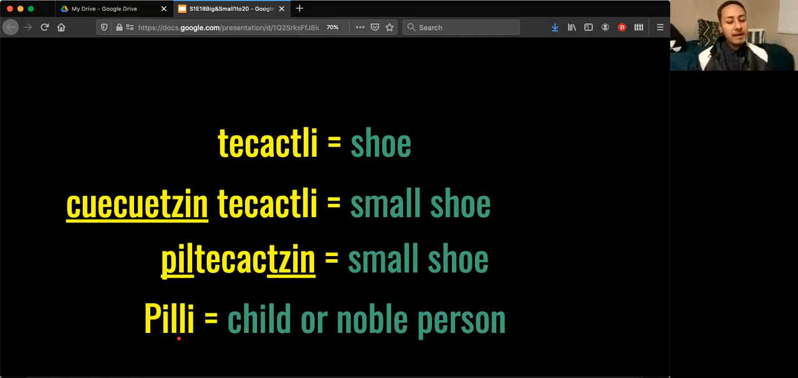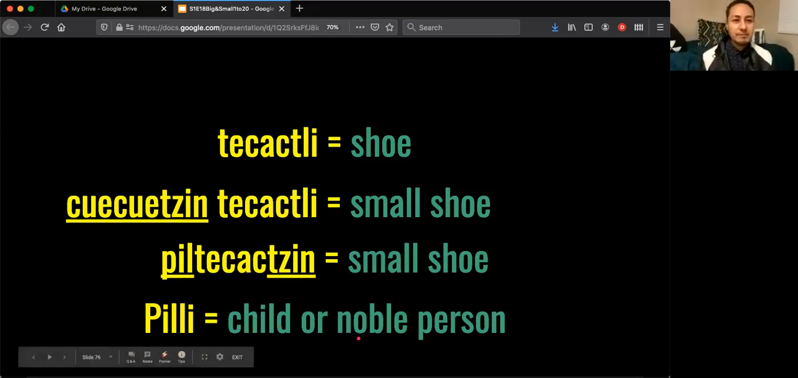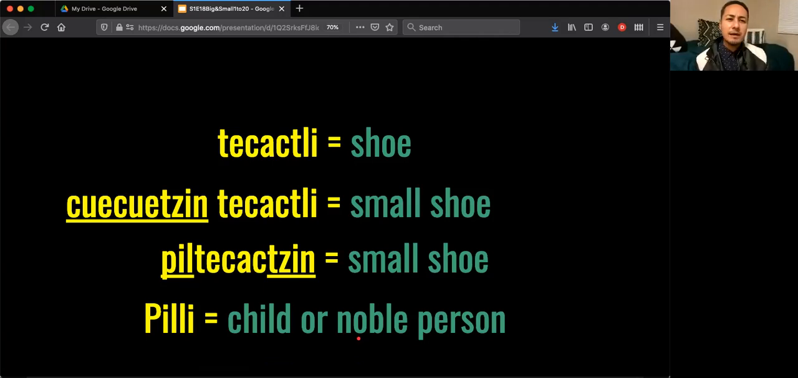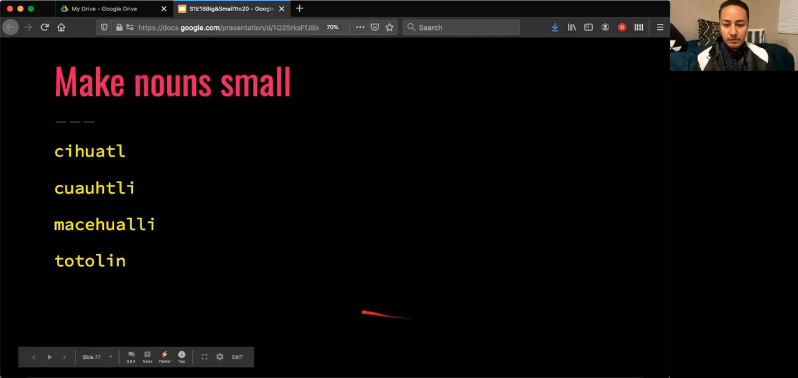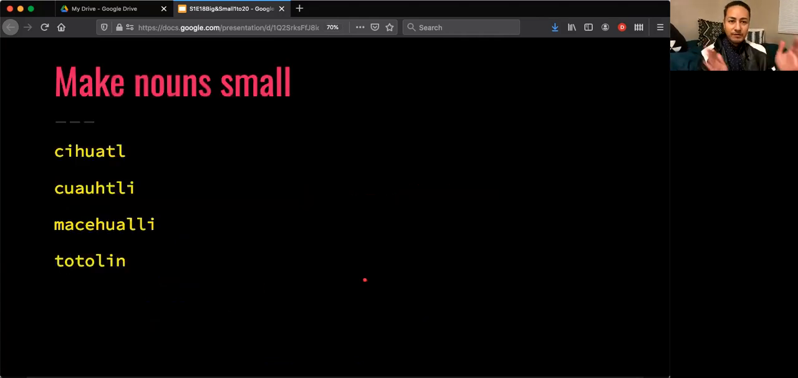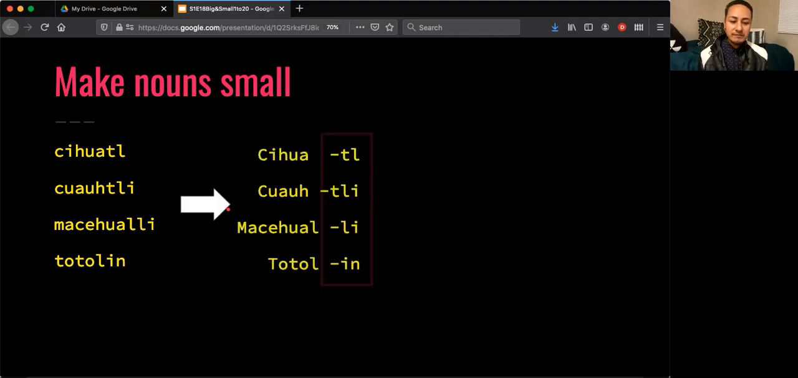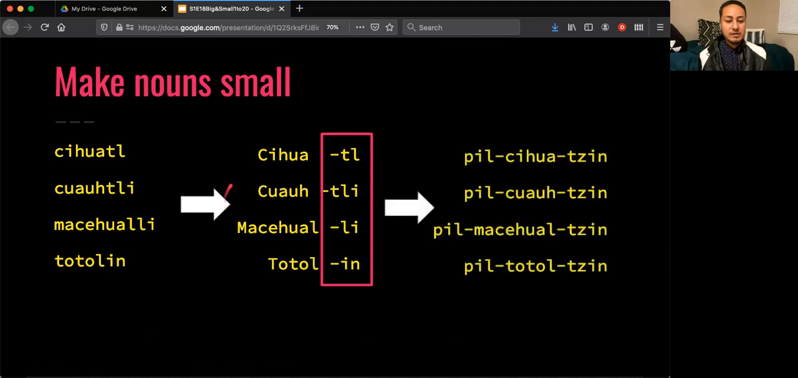And if you also look back in history, you'll see that pili also meant like noble person. So like, I believe there's a god called Siwapili, or there's different deities that have the word pili in them. And that pili is just like noble person. So pili means child or noble person. Pekwali. So in order to create the small version of something in Nahuatl, you're gonna take that noun and then you're gonna remove the absolutive, which is that last ending, the TL, the TLI, the LI, and the IN. And then you're gonna add the pil and the tzin. You're gonna remove that back part and you're gonna replace it with tzin, and you're gonna put pil in front of it. So you want to say siwat, woman, you want to say little woman, it would become pil siwatzin.